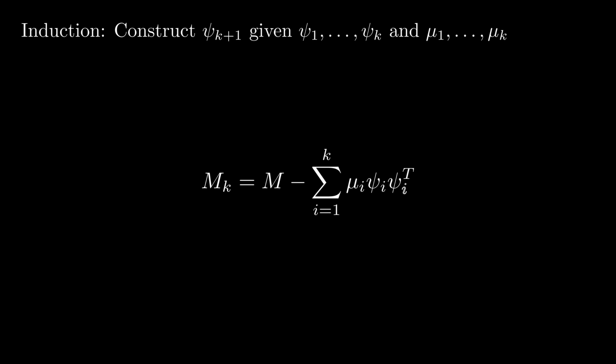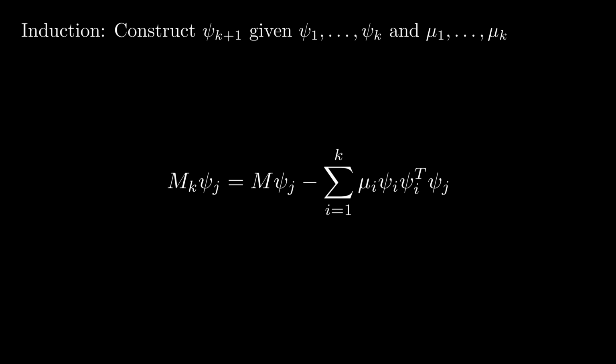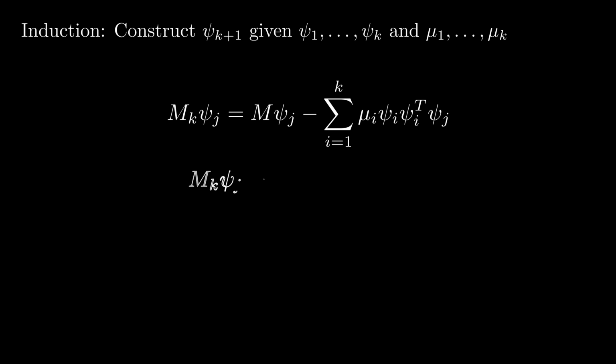We now construct a matrix M sub k, which is defined as follows. Intuitively, you can think of this as removing all of the information of the first k eigenvectors that is encoded in our matrix M. For all j less than or equal to k, we can now multiply by the jth eigenvector. Since the first k eigenvectors are orthonormal, the summation simplifies to the product of the jth eigenvector and the jth eigenvalue, which means that the equation equals 0. This shows that all of our k eigenvectors are in the null space of M sub k.